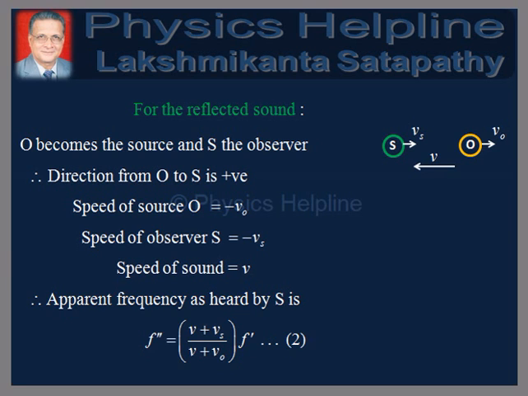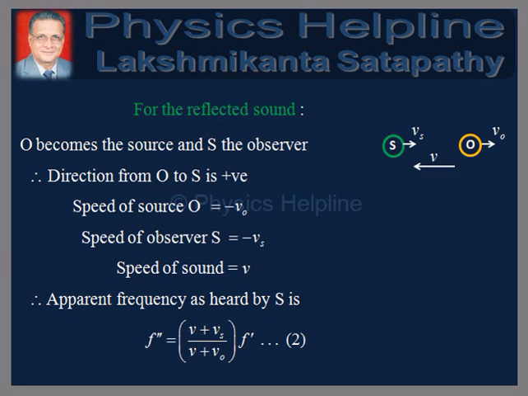Now for the reflected sound. The situation is shown in the figure. In this case, O becomes the source and S the observer, and sound is traveling from O to S. Therefore, the direction from O to S is taken as positive. Therefore, speed of source O is equal to -Vo, speed of observer S is equal to -Vs, speed of sound is equal to V.